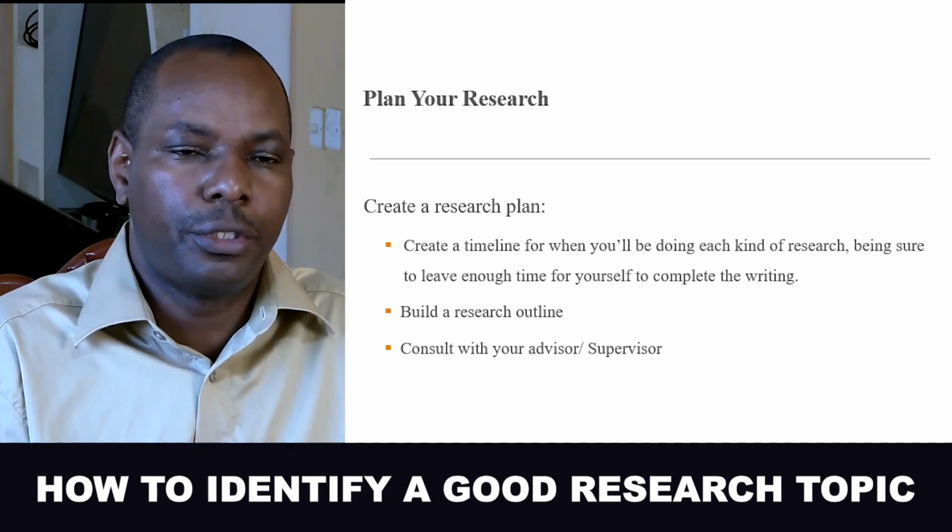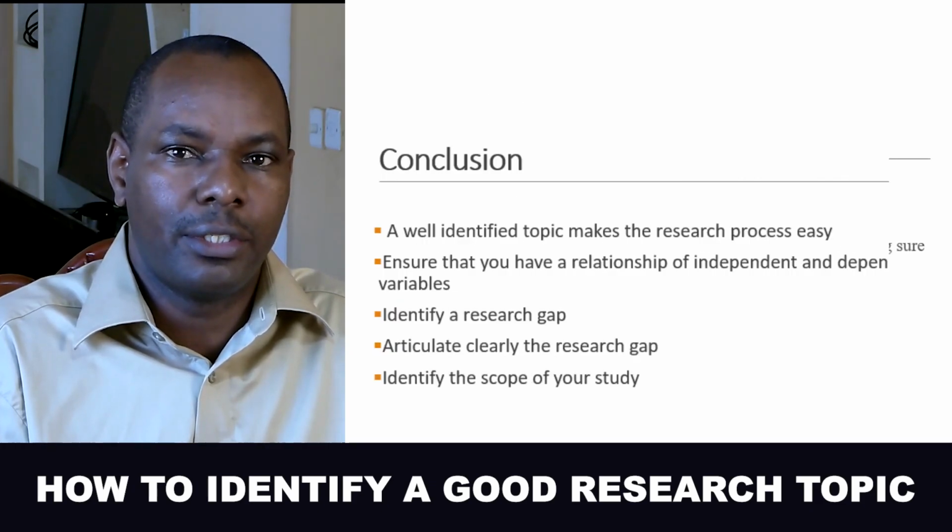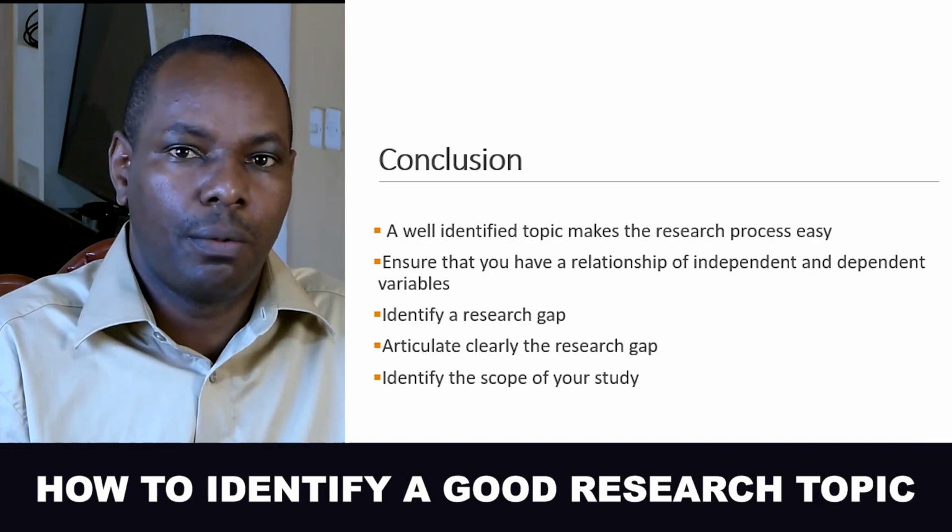So build a research outline. You need to come up with a research outline, and you can do that in consultation with your advisors or your researchers. So in conclusion, ladies and gentlemen, a well-identified topic makes the research process very easy. It also ensures that you will not have a hiccup as you progress, and you'll be able to have a smooth process.